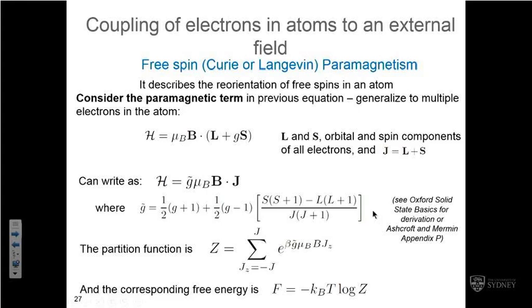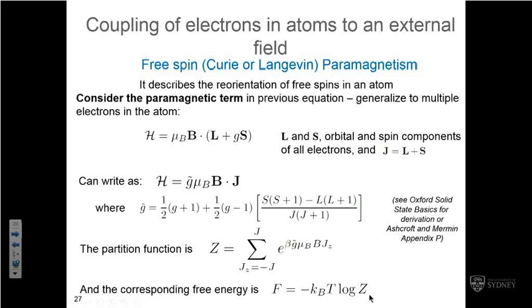So the partition function here is obtained by summing up all of the j from minus j to plus j, e to the beta, which is usually 1 over kBT, and then our term here. And the free energy, as usual, takes the form minus kBT log of the partition function. Now, why are we doing that? We are doing that because we want to get an expression for the magnetization in terms of the magnetic field.